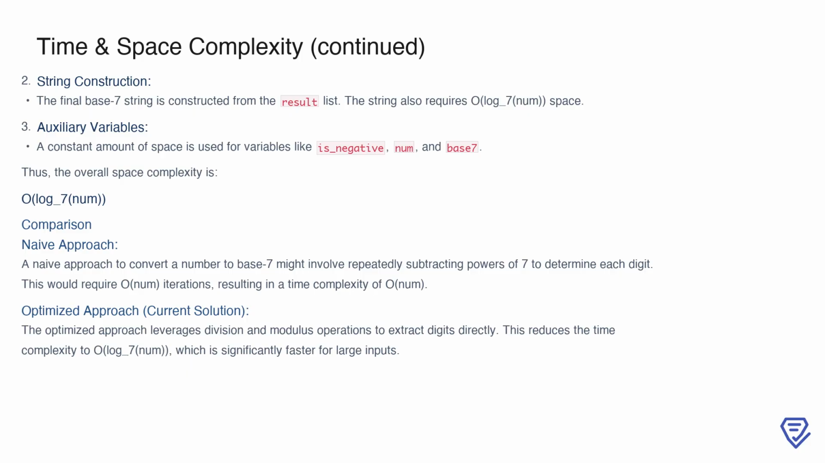Additionally, the final base 7 string that is constructed from the result list also requires space proportional to the number of digits, which is log_7(number). Besides these, the function uses a few auxiliary variables like is_negative, number, and base 7, all of which occupy constant space. These do not grow with the input size, so their contribution to space complexity is O(1). Therefore, the overall space complexity of the function remains O(log_7(number)).